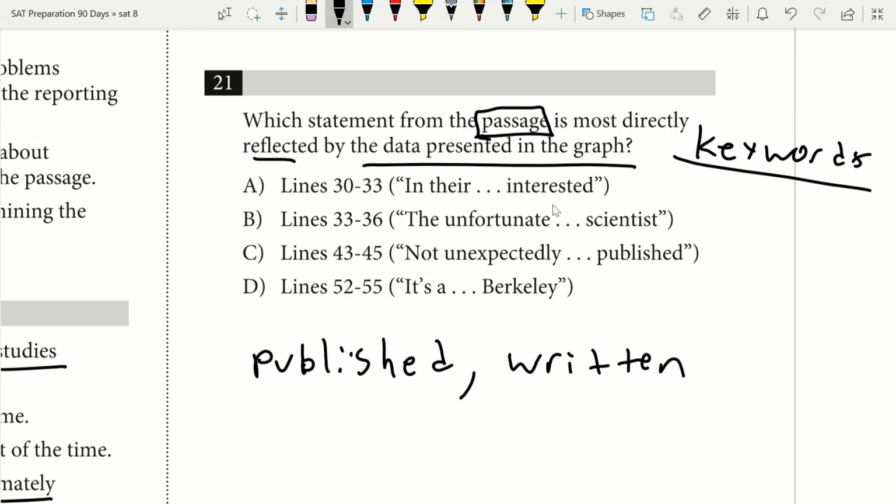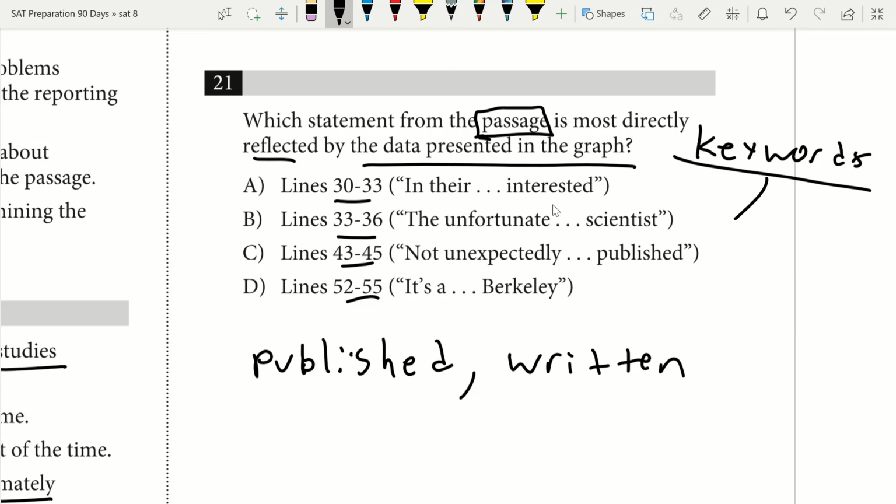If I already knew which lines this is supporting, I'm just going to go find those lines and click those as my answers. I don't have to go through the other ones because I already know where it is. But let's say that I forgot where it was. Let's say I don't know if it's in line 30, 33, 43, 52, or 55. I'm not sure where to start.